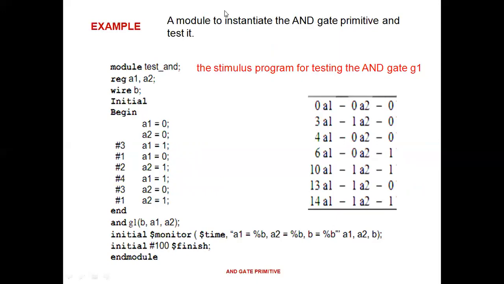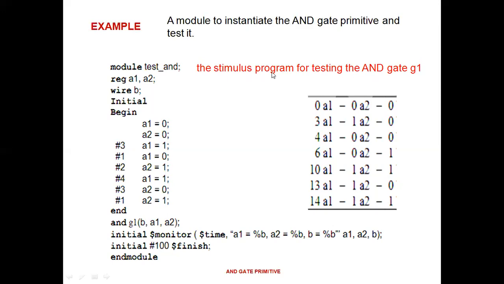Now let us see the example. Here there is one module to instantiate the AND gate primitive and test it. What does this module comprise? It instantiates the AND gate primitive, that is, we are calling the AND gate primitive which is already available in Verilog, and we are writing a program to test that AND gate. That is the stimulus program for testing the AND gate G1.